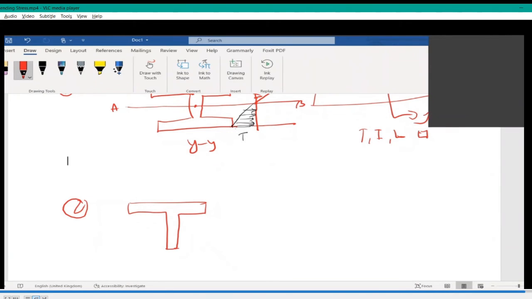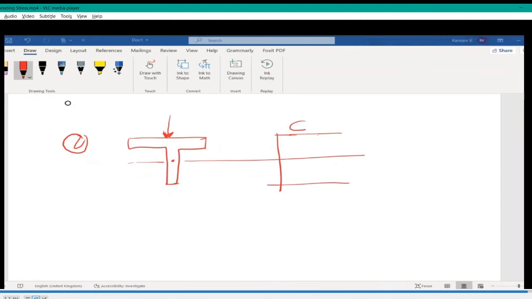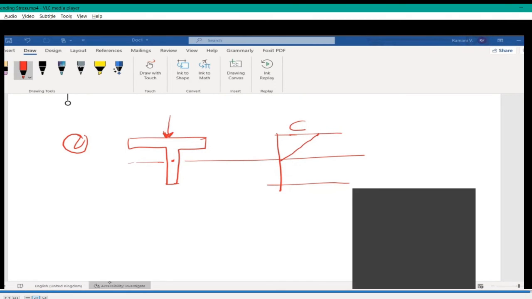Okay, how will it be? Say the neutral axis is falling here, right? From the neutral axis I draw the stress distribution. The top flange will have the maximum, and towards the neutral axis it will be 0, isn't it? Subjected to 0. What will happen to the bottom portion?